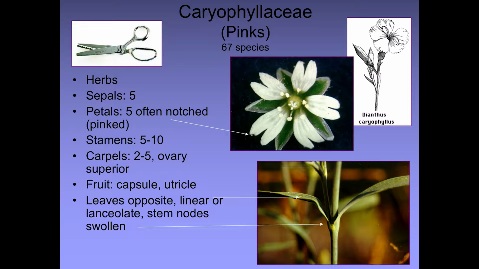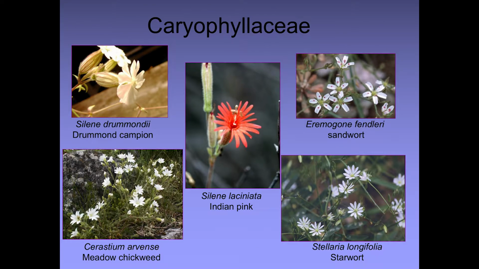The leaves are opposite on these, and often the stem nodes are swollen, where the leaf comes around to the stem. Caryophyllaceae includes common names like sandworts, starworts, nailworts, carnations, dianthus. Wort means something that you use to treat something. So nailwort was supposedly used to help get rid of nail fungus. I don't know what starworts did.